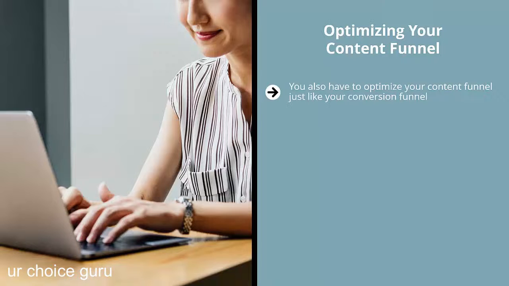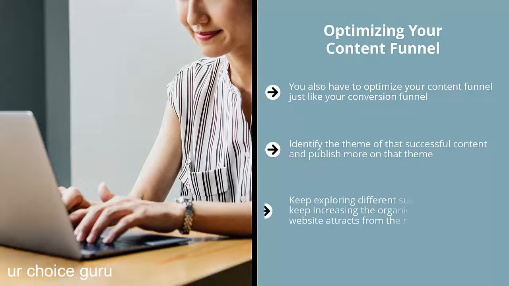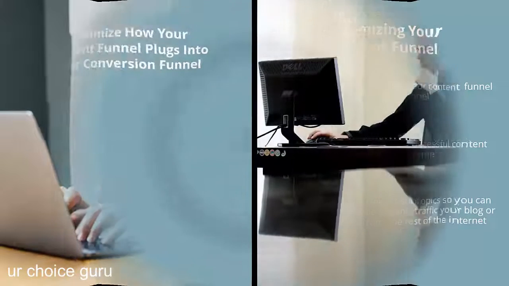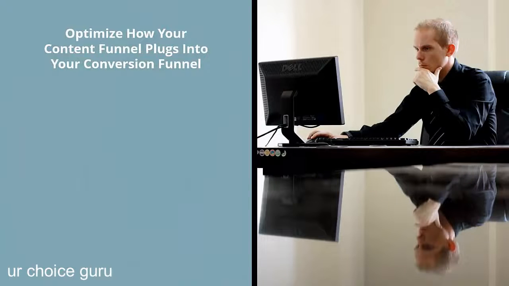For every 10 pieces of content you publish on your blog, only one of them will account for most of the traffic you get. Identify the theme of that successful content and publish more on that theme. Create variations. If you notice an upward trajectory of the traffic you're getting, this means you are on the right track. It means you're talking about the right topics. Keep exploring different subtopics so you can keep increasing the organic traffic your blog or website attracts from the rest of the internet.